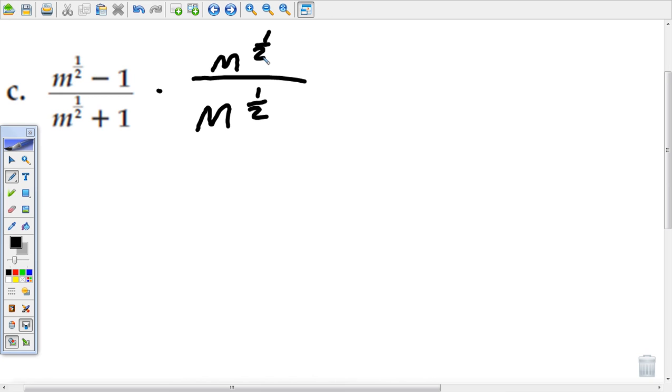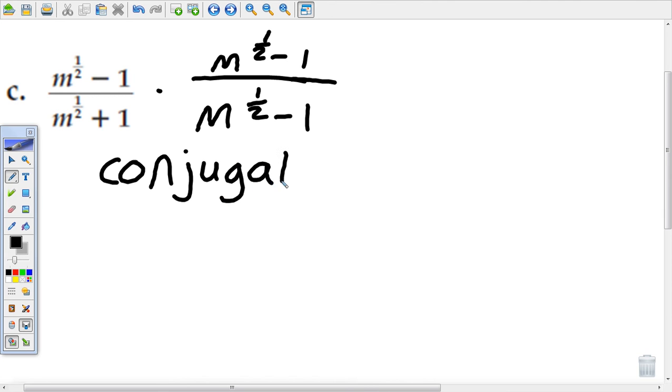Quentin. Subtract 1. Remember, what's that called, this thing? The conjugate. What did we just do? We are multiplying by the conjugate. M to the 1/2 minus 1 on the top and on the bottom.